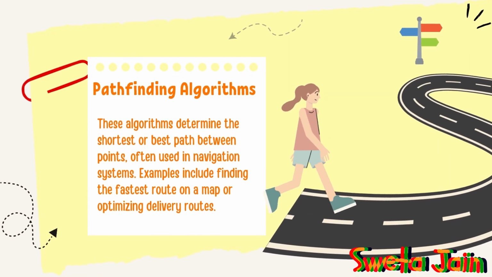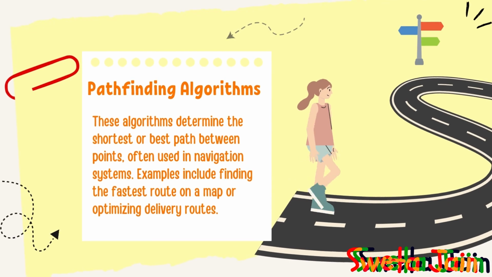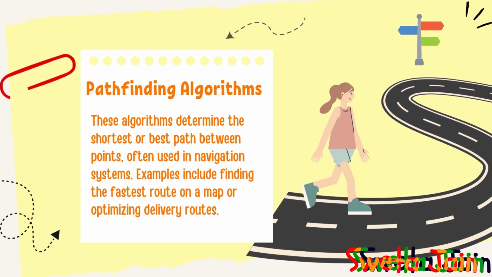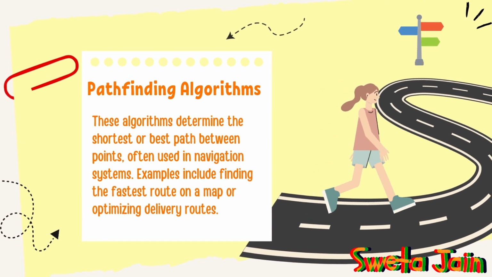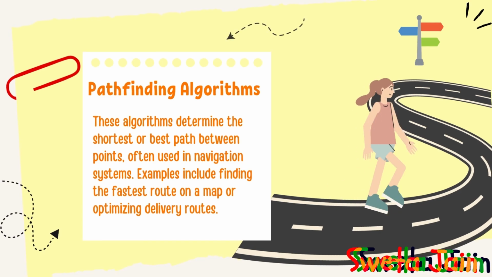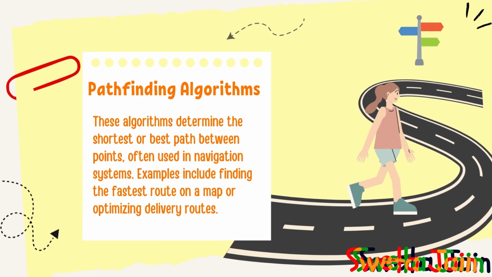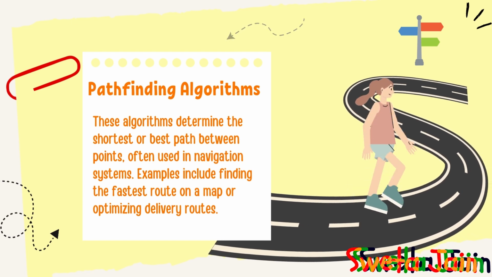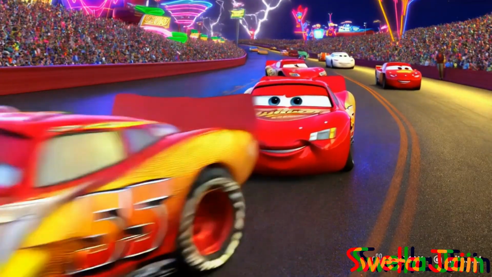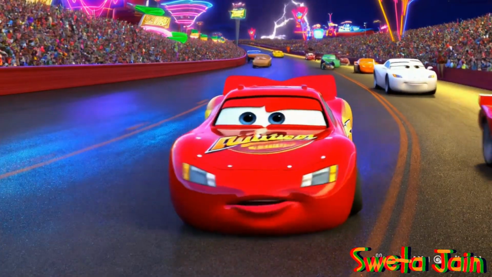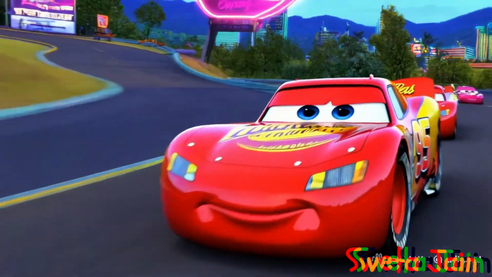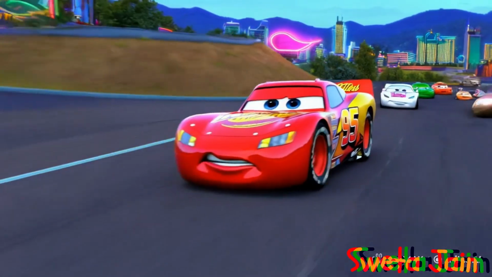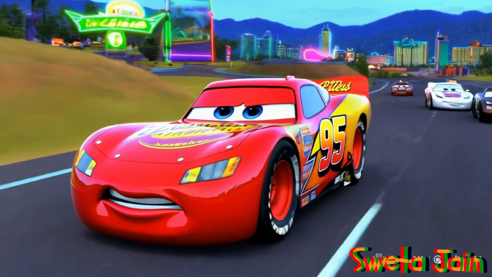Pathfinding algorithms. These algorithms determine the shortest or best path between points, often used in navigation systems. Examples include finding the fastest route on a map or optimizing delivery routes. Example: imagine Lightning McQueen from Cars trying to find the fastest route to the finish line. He calculates the quickest way to avoid traffic and obstacles so he can win the race.